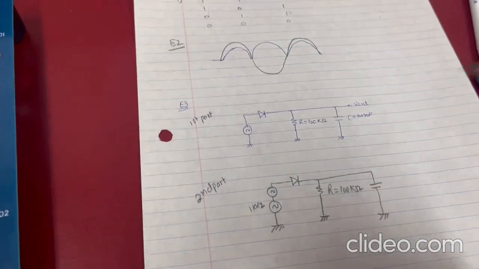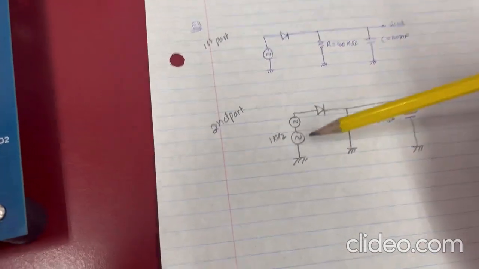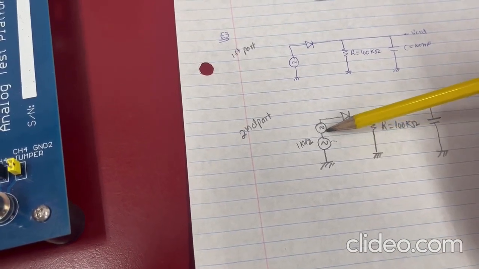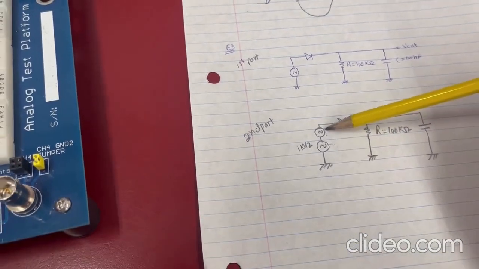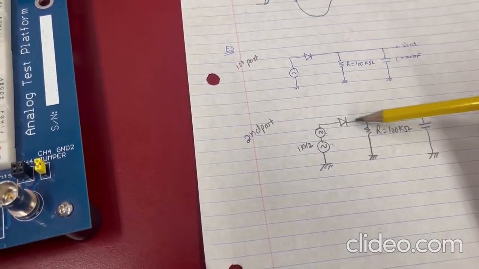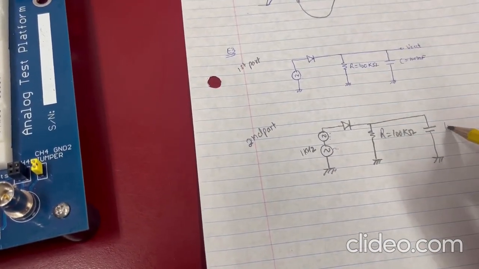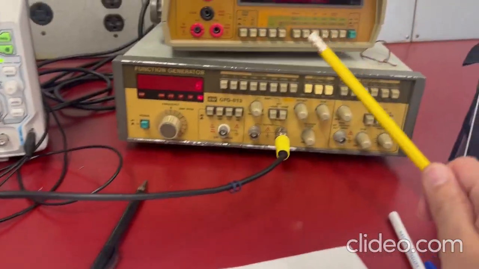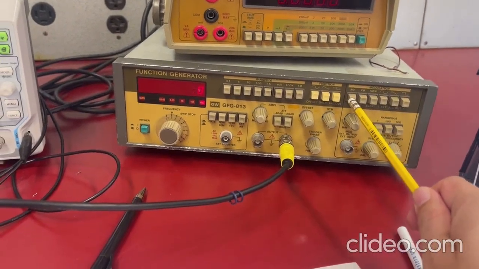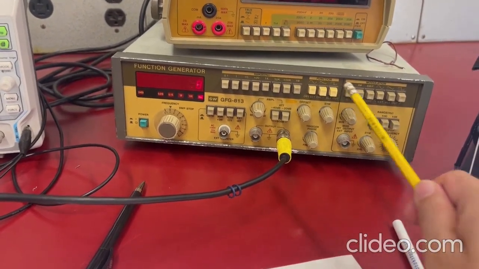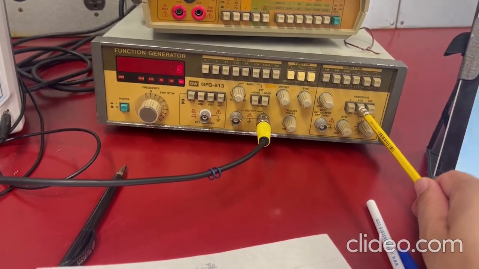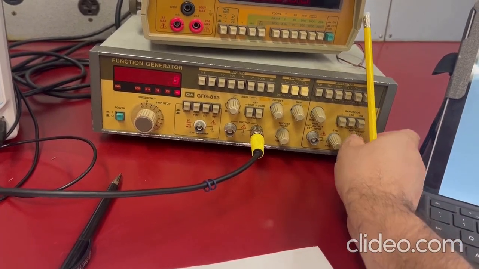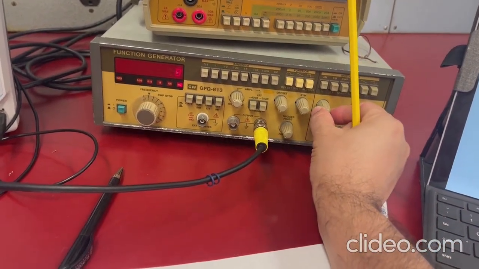For the AM modulated signal, this is my input signal which I am sending, the carrier signal. The carrier signal is modulated with an AM signal here, which is passed through the diode and the resistance. To modulate it with AM, on this part of the generator there is a button known as AM. So we are going to press it, then we are going to set the range. I am setting it in the range of 100 hertz. You can change the frequency with this knob and the amplitude with this knob.